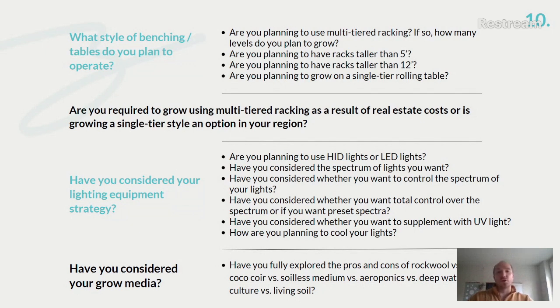And with that, we can control spectrum. If you want to be able to control the spectrum, do you want total control over that spectra, or do you want to be able to have preset spectra? Certain lights will be able to create light recipes so that you'll be able to really dial in every single cultivar that you have specific to what it wants, whereas others are going to be preset and it's going to be this or that. Understand what you're trying to achieve and what your price sensitivity is for that level of equipment.